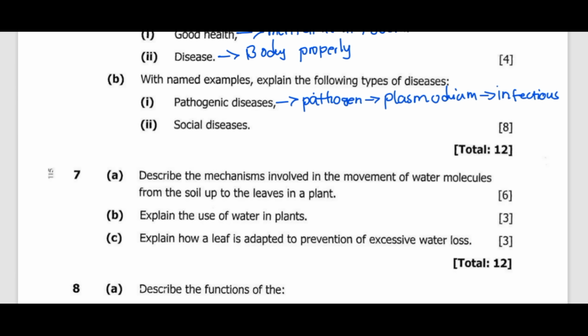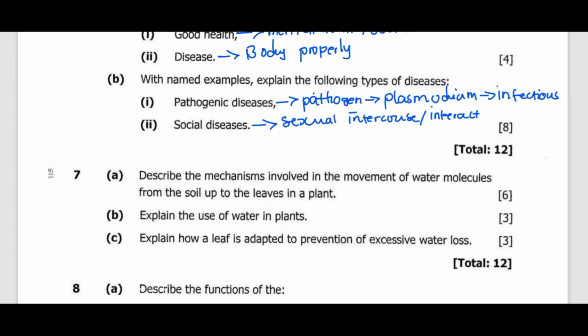Then for social diseases, these are similar. They are also transmittable, but a social disease can be defined as a venereal disease or communicable infection. So these spread through, we can say, sexual intercourse, or these are diseases that are spread through interaction. The more we interact, the more we get this kind of disease.